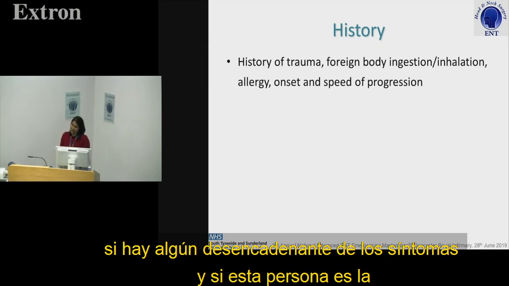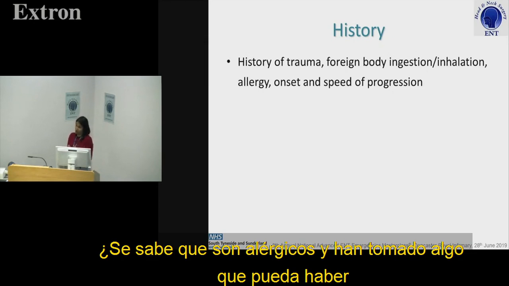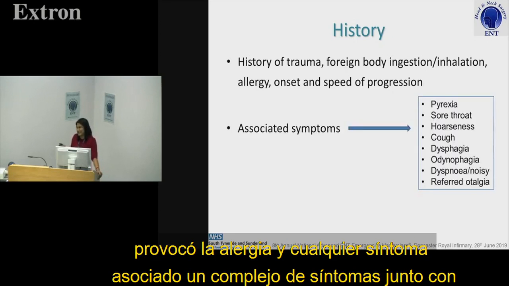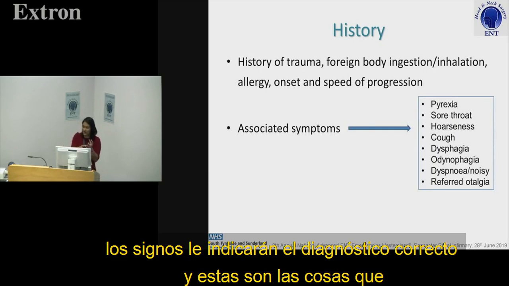Whether there is any trigger to the symptoms as well. Are they known to be allergic, and have they taken anything that could have provoked that allergy? And any associated symptoms: a symptom complex together with signs will point you to the right diagnosis.